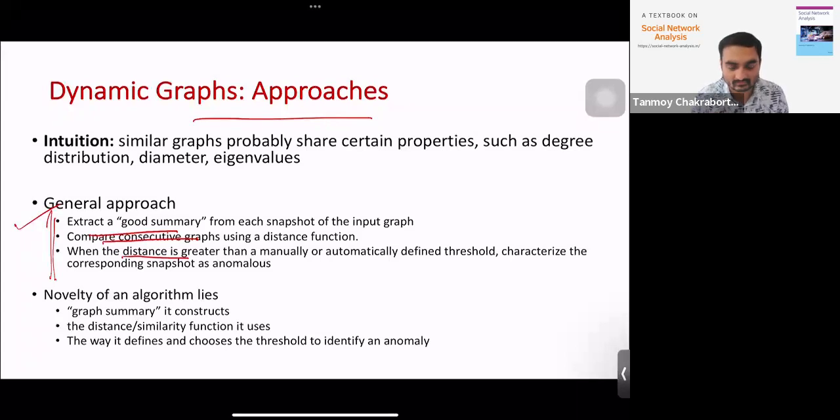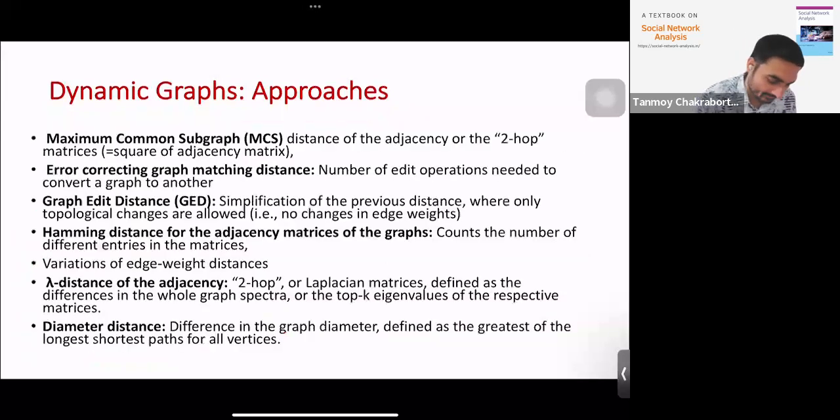So if you look at the algorithms that I'm going to discuss, all of these algorithms broadly follow these 3 steps. Then what are the novelties that these algorithms eventually bring in? These algorithms bring in novelty in terms of how you summarize the graph, how you come up with a distance metric to measure the similarities or dissimilarities between summaries of 2 snapshots, and how you define the threshold. Can you define it manually? Defining a manual threshold is difficult. So how do you choose this one?